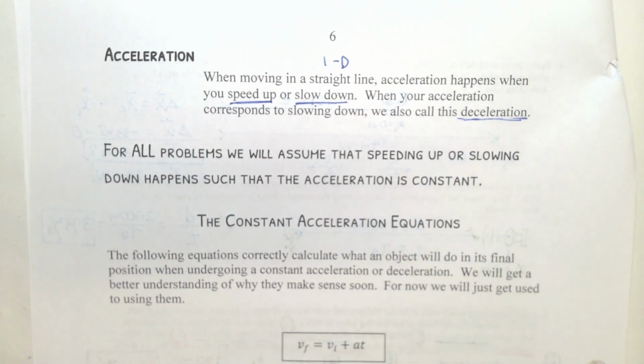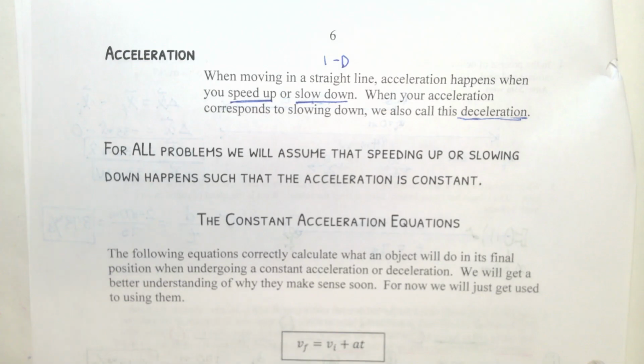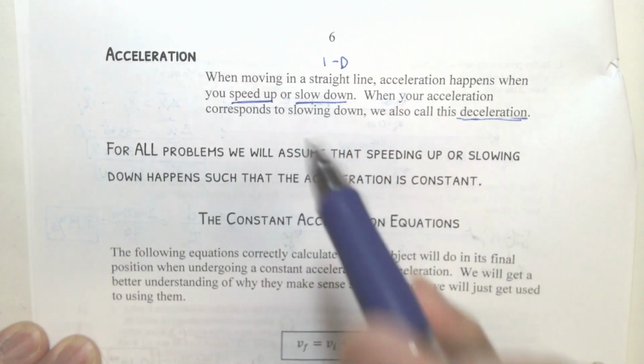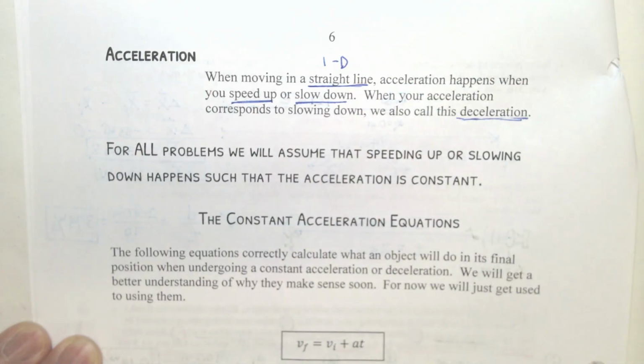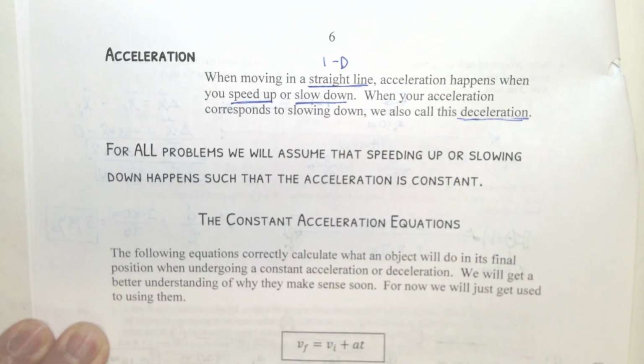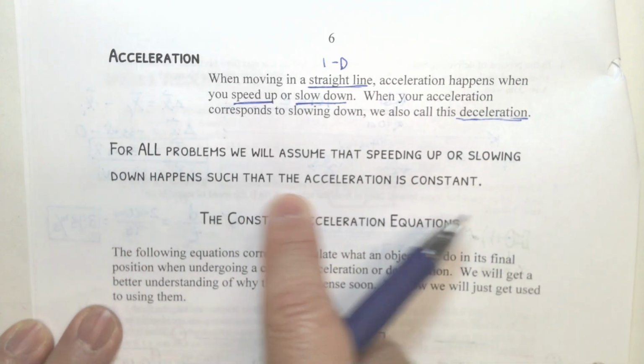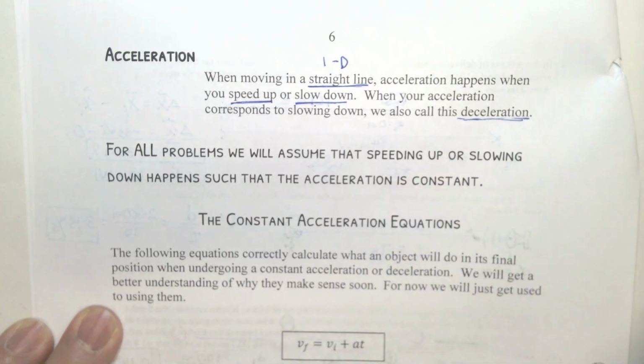Deceleration can get tricky depending on which way you decelerate. But for now, we're not going to talk about acceleration when we change the direction of the velocity. We're only going to be talking about acceleration when we are speeding up or slowing down, because we are moving in a one-dimensional straight line. For all problems, we will assume that speeding up or slowing down happens such that the acceleration is constant.